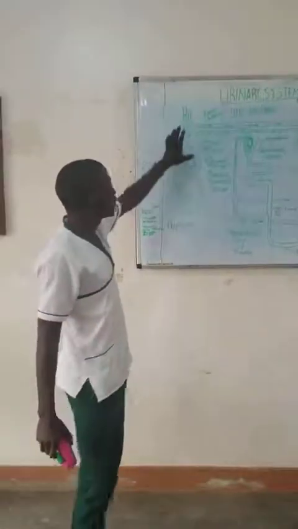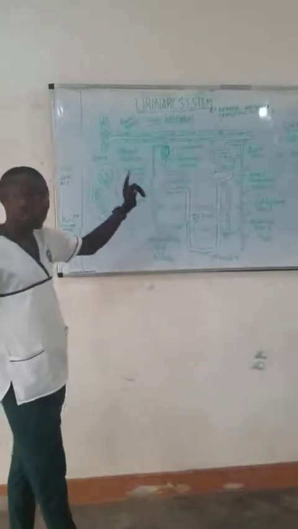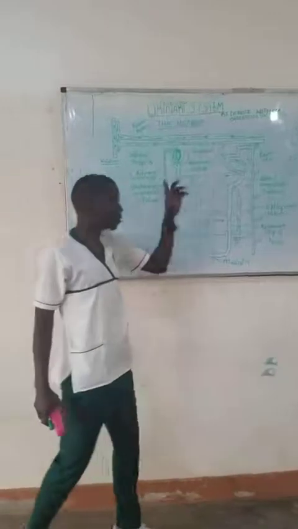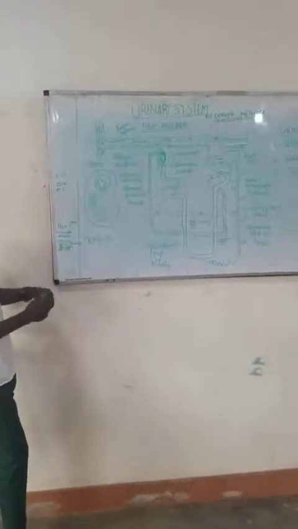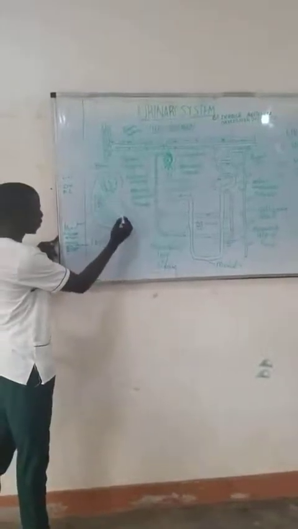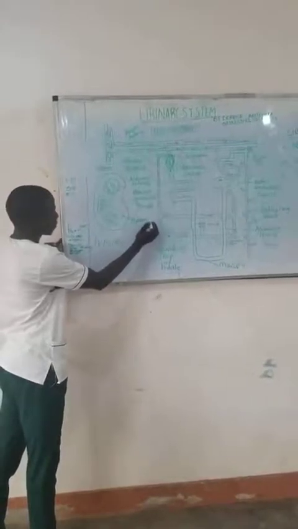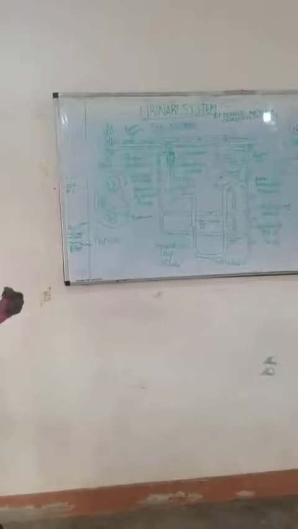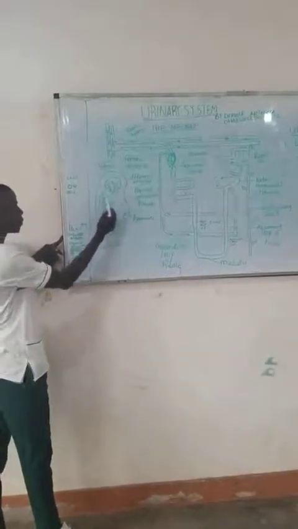So, this is the structure of the nephron. But the kidney contains millions of these nephrons in one kidney. So when you see this simple illustration here, it shows you these are the pyramids. These pyramids are inside the kidney. So inside the kidney is where we have different nephrons.